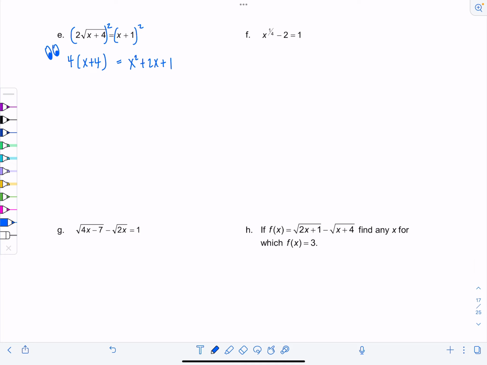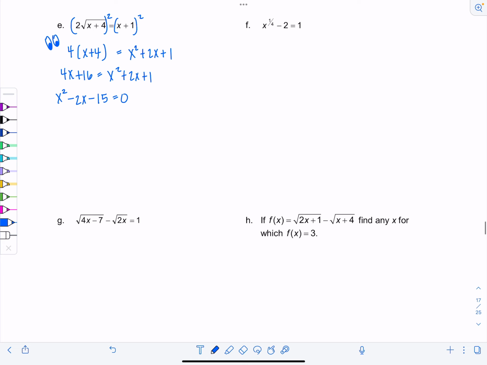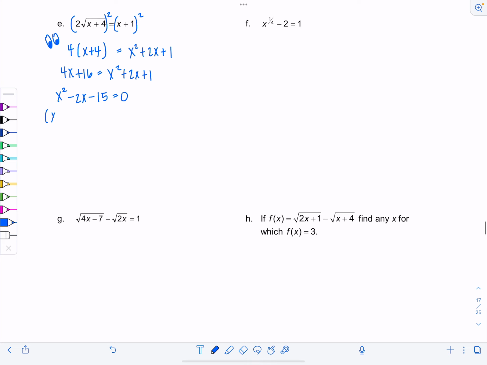Okay. I can see the equation's quadratic, so I'm going to want to set everything equal to 0. All right, I just distributed on the left, and so we're going to have x squared minus 2x minus 15 equals 0. Does this factor? Why, yes. X minus 5 times x plus 3 equals 0. So we have two solutions to check. X equals 5 and x equals negative 3.